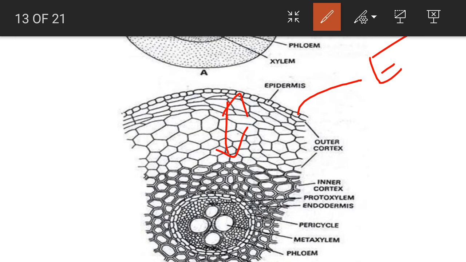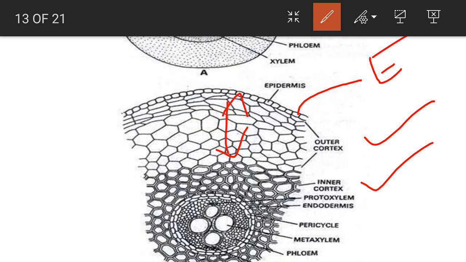Cortex is mainly differentiated into outer cortex and inner cortex. So the cortex is heterogeneous in nature, that is, it is made up of two types of tissues. Outer cortex is made up of thin walled, loosely arranged parenchyma cells, whereas inner cortex is made up of lignified sclerenchyma tissue. So this is about the cortex.